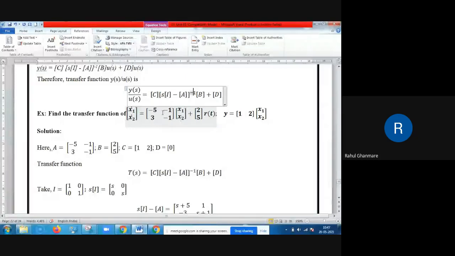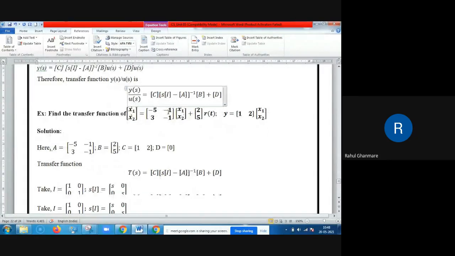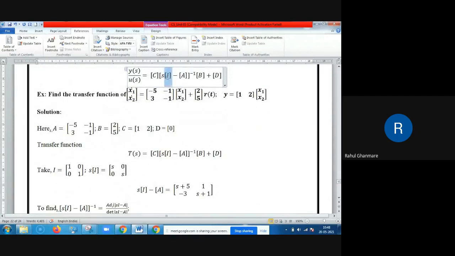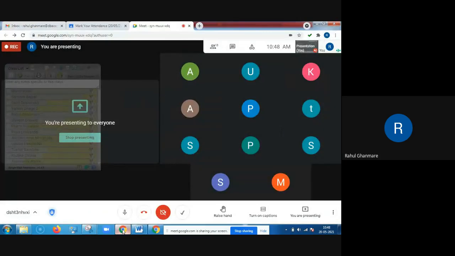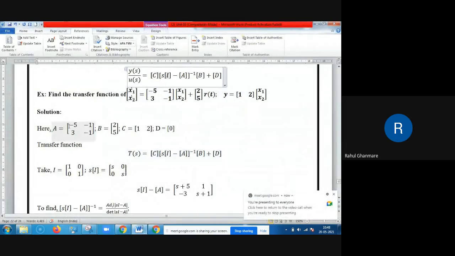So we go from inner to outer side. We calculate the innermost matrices first, then we move outside. First of all, we consider this as S into I minus A matrix. Here the size of A is 2 by 2, so in the same manner we consider the identity matrix of size 2 by 2, which is 1 0 and 0 1. When we multiply this by S, we get S 0 and 0 S. In this way we get the matrix value S into I. Now we know the value of A, so we put the matrix here, that is SI minus A.